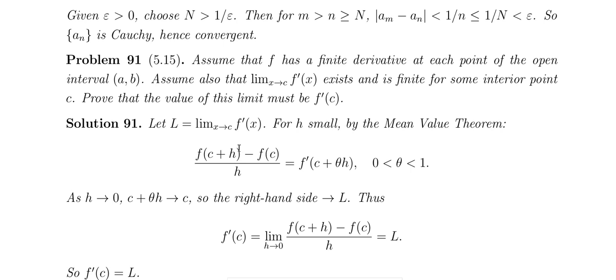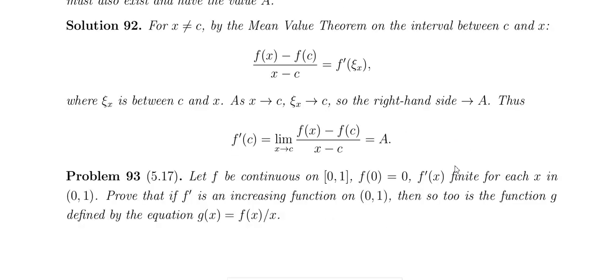In the same way, f has a finite derivative at each point of the open interval a comma b, and the limit as x tends to c of f dash of x exists and is finite for some interior point c. Then the value of this limit must be f dash of c.